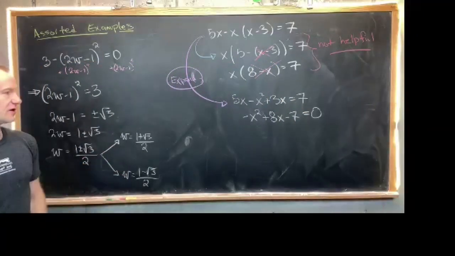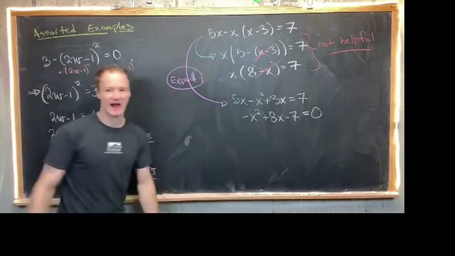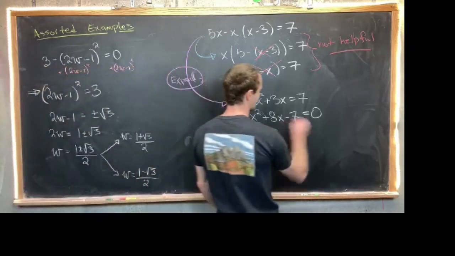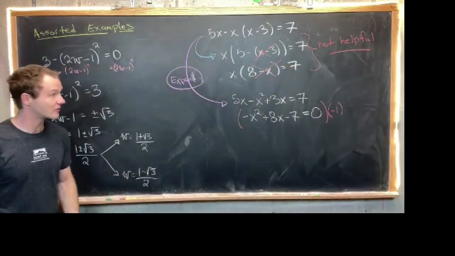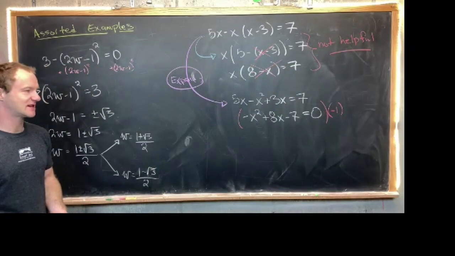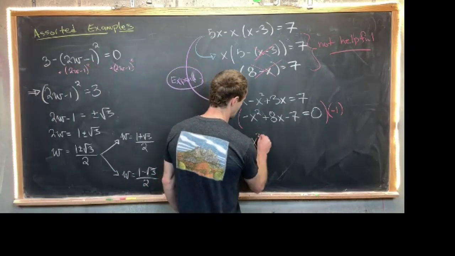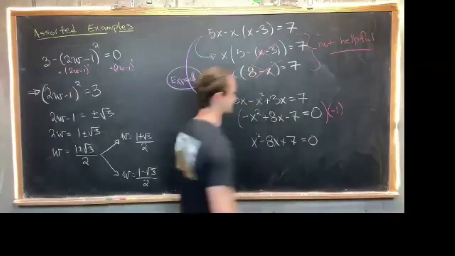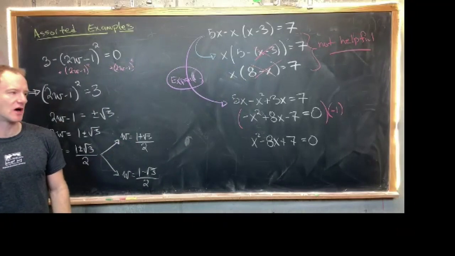Now you could certainly factor this as is, but I would prefer to have a 1 in front of the x squared instead of a minus 1. So let's go ahead and take this entire equation and multiply by negative 1. That's going to change the sign everywhere, and it'll just be a little bit easier to factor. So that's going to leave us with x squared minus 8x plus 7. So we need to think, should we factor this or use the quadratic formula?